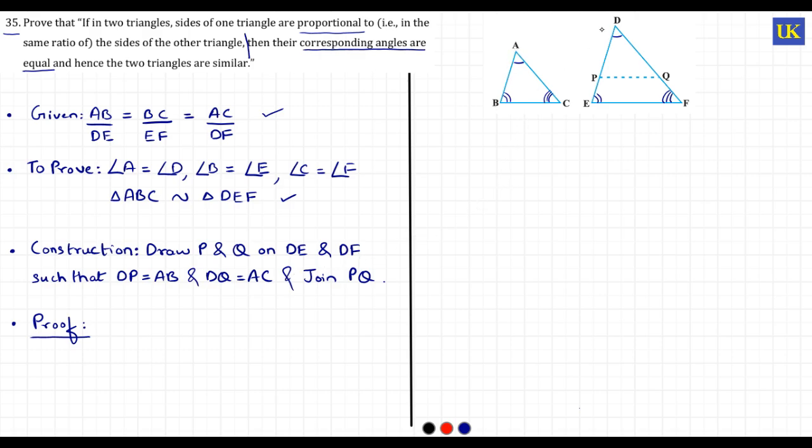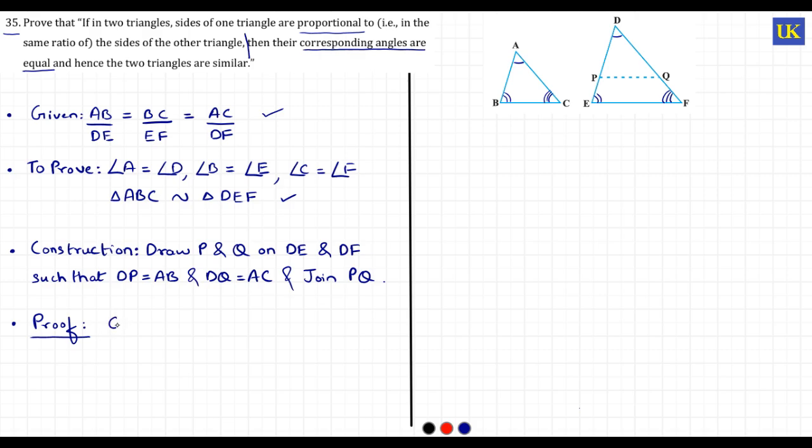So AB should be equal to DP. We have to keep the length same and mark this point P. And AC should be equal to DQ, and we have to mark this point Q, so that AB is equal to DP and AC is equal to DQ, right? And then we'll join PQ, this line PQ here. So this is a small construction that we have to do.